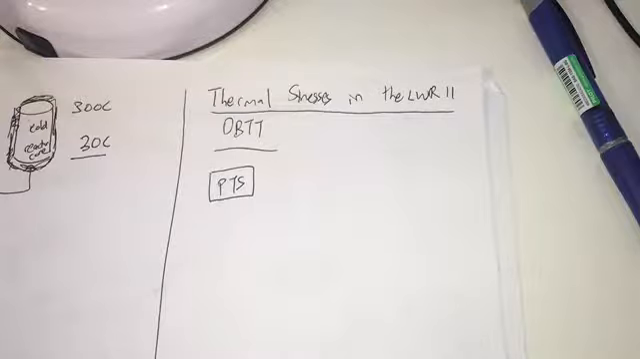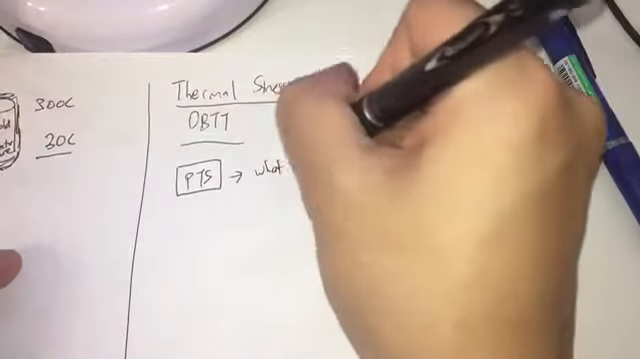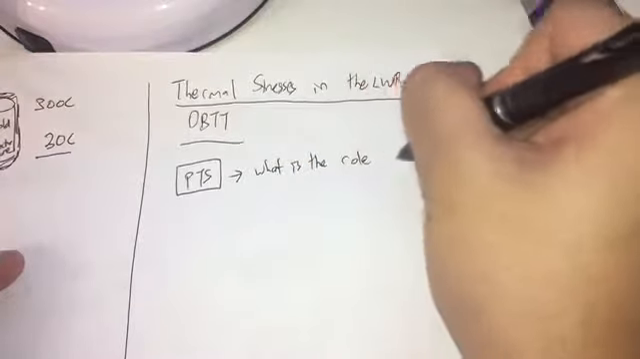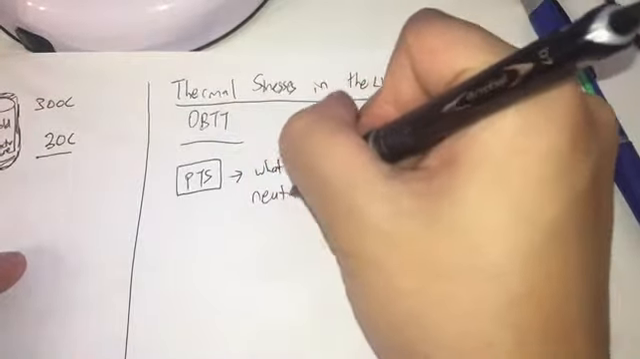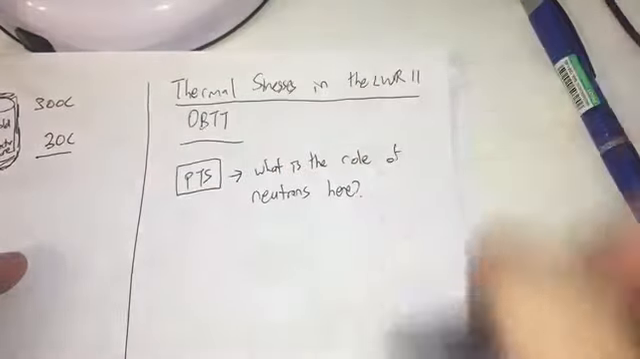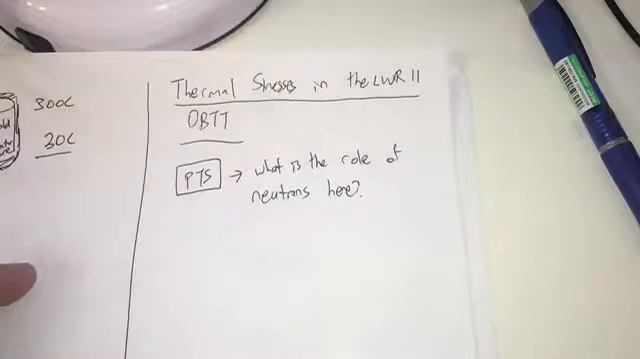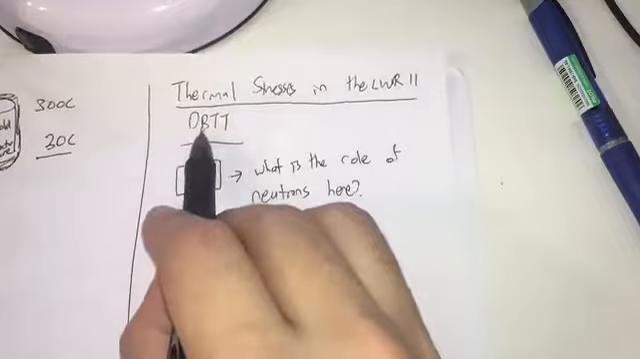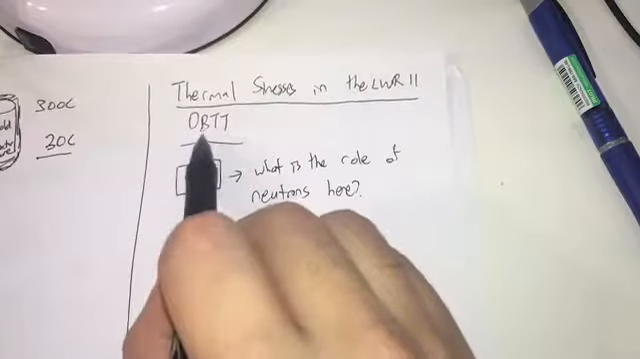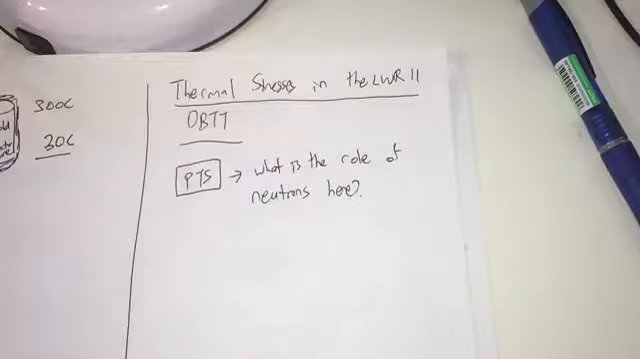So what role do neutrons in the RPV play in determining the response to pressurized thermal shock? What is the role of neutrons here? Well, firstly, we'll need to know something about ductile to brittle transition, and that's what this DBTT stands for: ductile to brittle transition temperature. If you're not sure what that is, there's a link in the description below.